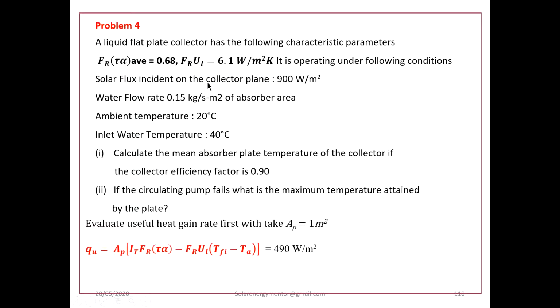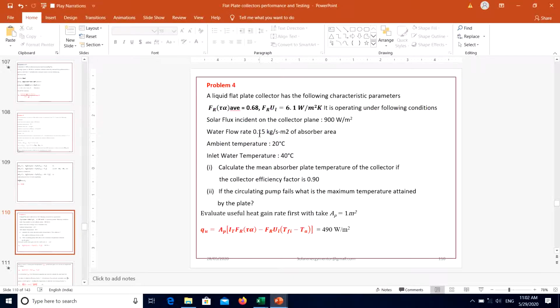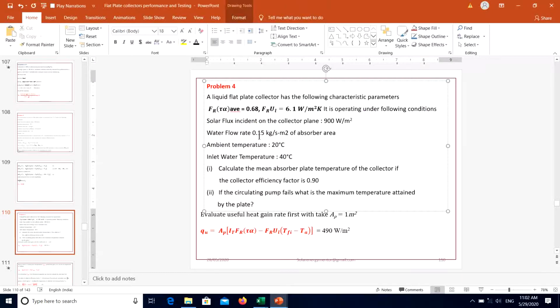The last problem reads like this: a liquid flat plate collector has the following characteristic parameters: FR tau alpha average 0.68, FR UL is given as 6.1. It is operating under the following conditions. Solar flux incident on the collector plane is 900, this is IT. Water flow rate is given as 0.015, not 0.15. So the water flow rate is 0.015. I will change this value to 0.015.